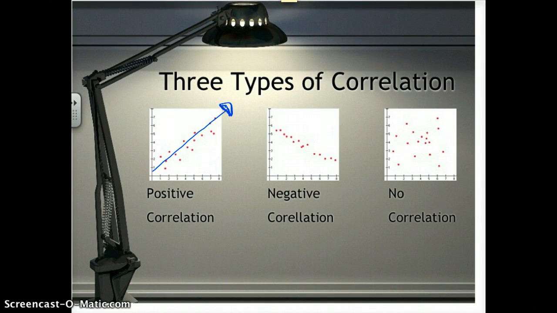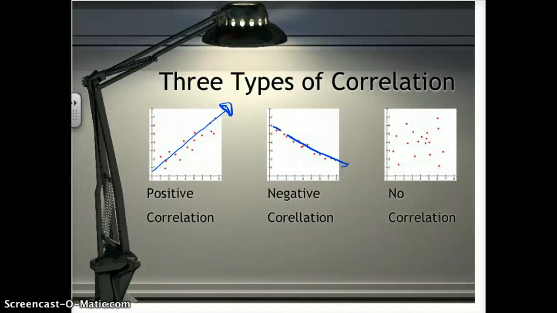If they seem to be going down from left to right, like in this example, we call that a negative correlation. And in this last problem, they're kind of all over the place. Can't really tell if they're going up or down. They probably don't have any correlation whatsoever, so we say that's no correlation. Okay.